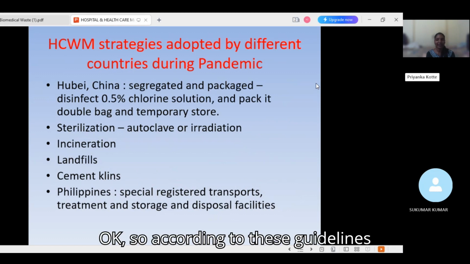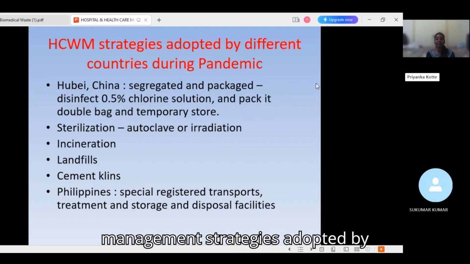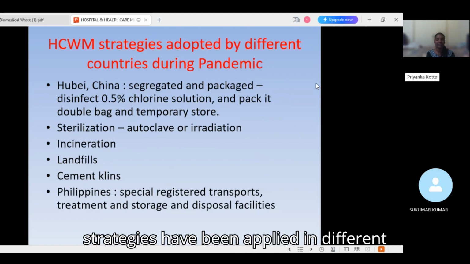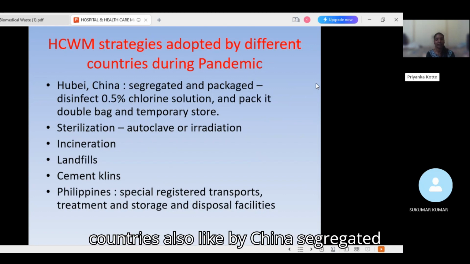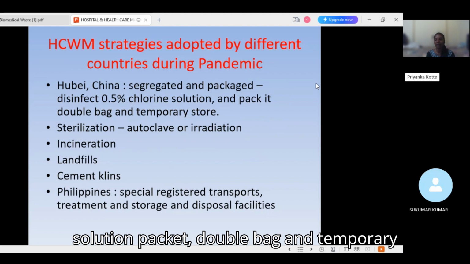Okay, according to these guidelines, there are other countries too. These are the healthcare waste management strategies adopted by different countries during the pandemic, not only in India. What strategies have been applied in different countries? For example, China segregated and packaged the waste, disinfected it with 0.5% chlorine solution, used a packet, double bag and temporary store.